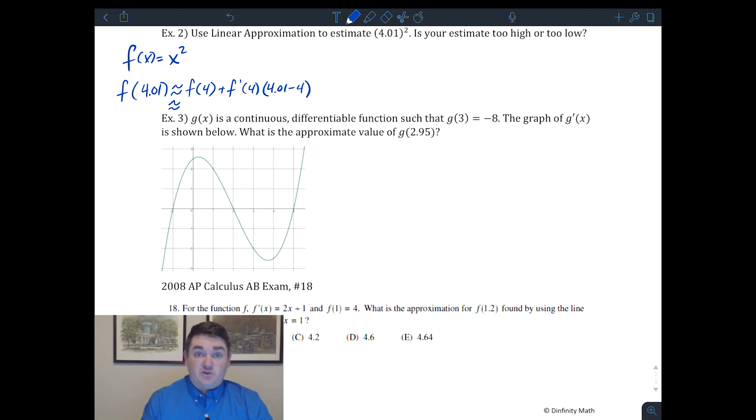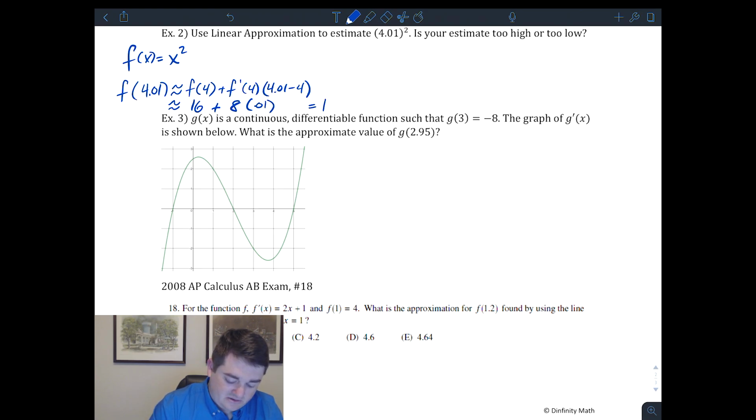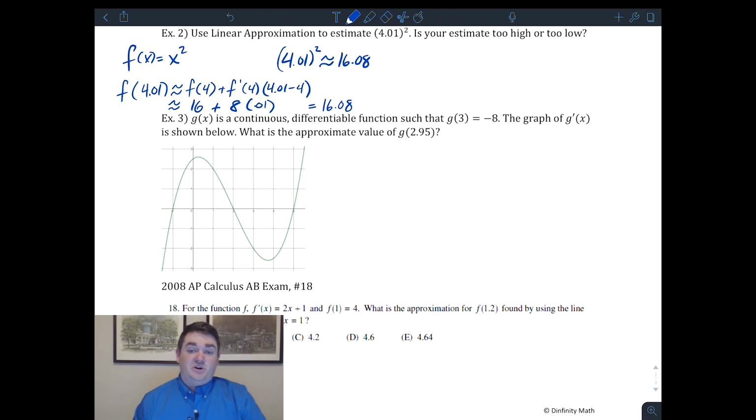Well, f of 4, 4 squared, is 16, plus f prime of 4. The derivative of x squared is 2x, plug in 4, you get 8, times 0.01. So 16 plus 0.08 is 16.08. So my approximation, 4.01 squared, is approximately 16.08. Is that estimate too high or too low?